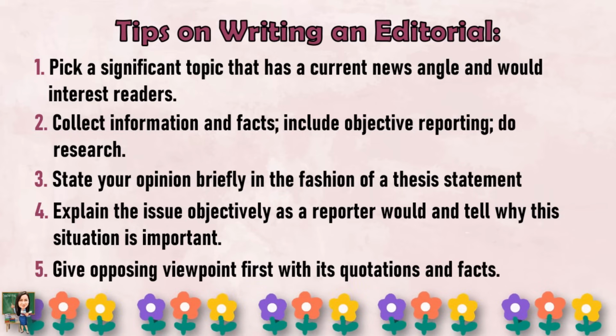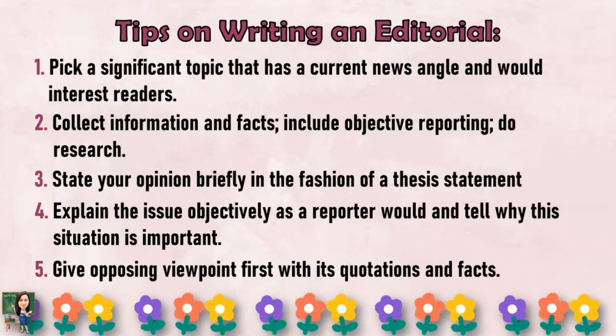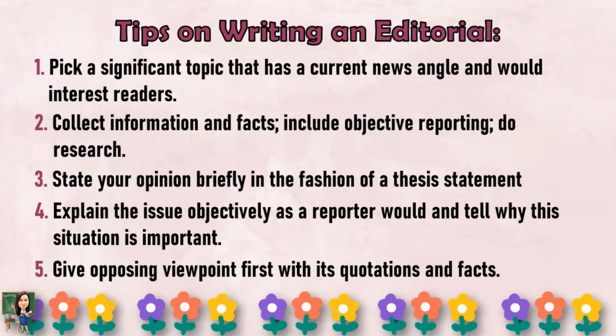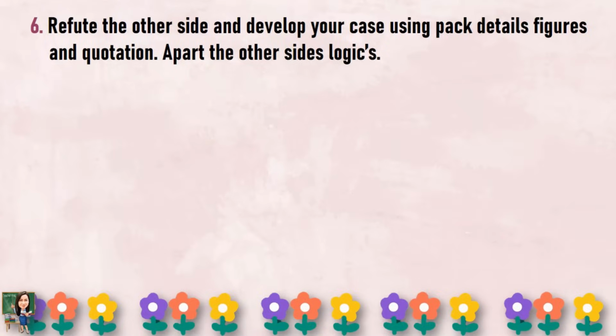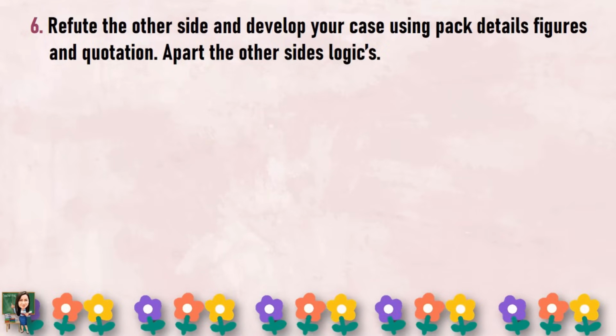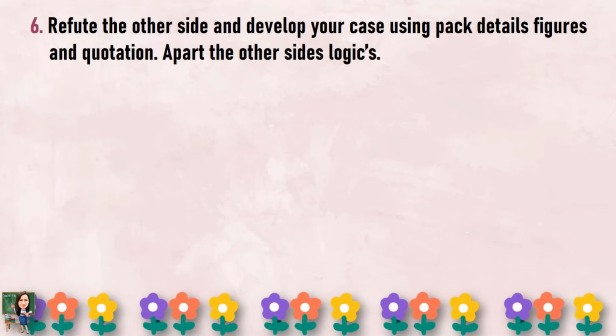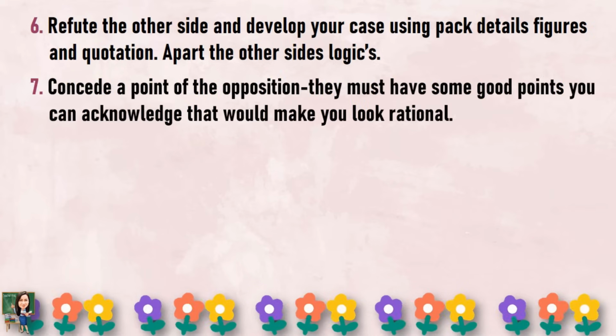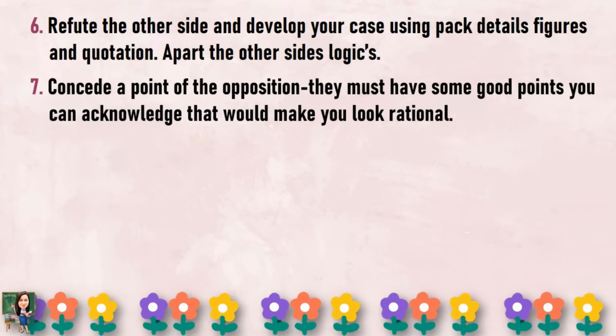Fifth, give the opposing viewpoint first with its quotations and facts. Sixth, refute the other side and develop your case using fact details, figures, and quotations. Take apart the other side's logic. Seventh, concede the point of the opposition. They must have some good points you can acknowledge that would make you look rational.